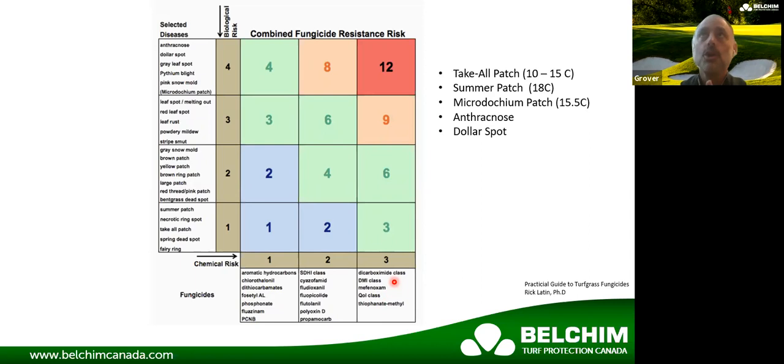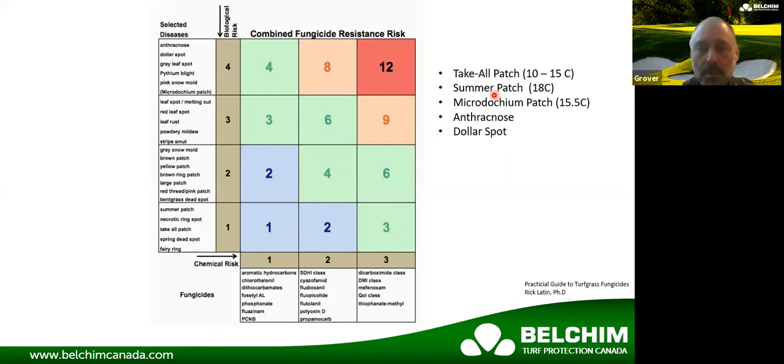Now, let's say your 2 biggest issues on your golf course are summer patch and anthracnose. So you're going out, making that application for summer patch when your root zone temperature is around 18 degrees, and you want to use, let's say, a QOI. With summer patch, your chance of developing resistance with a QOI is generally pretty low. But there's something you've got to keep in mind.